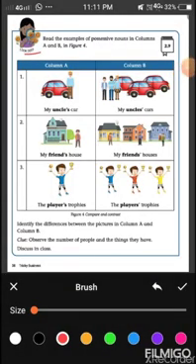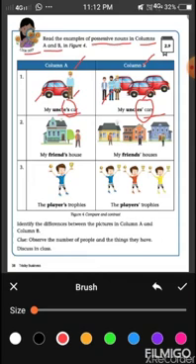Read the examples of possessive nouns in columns A and B. Column A, column B. My uncle's car. My uncles' cars. Do you find any difference? Yes, here only one car, only one person. So we are adding the apostrophe before the S. Here in column B, we have more than one person and more than one car. So we are adding the apostrophe after the S.